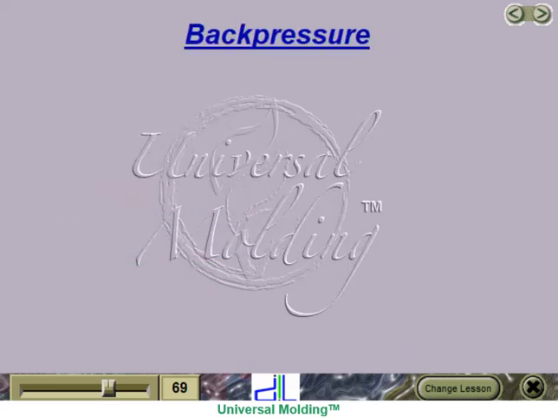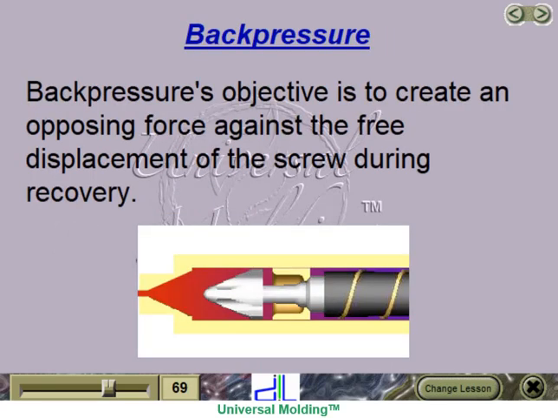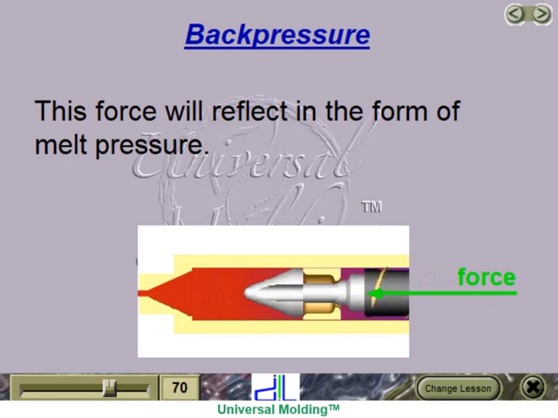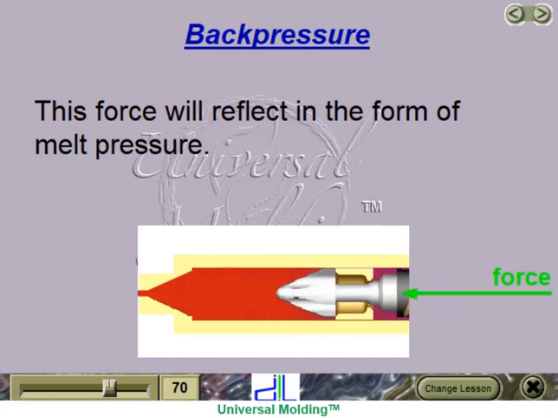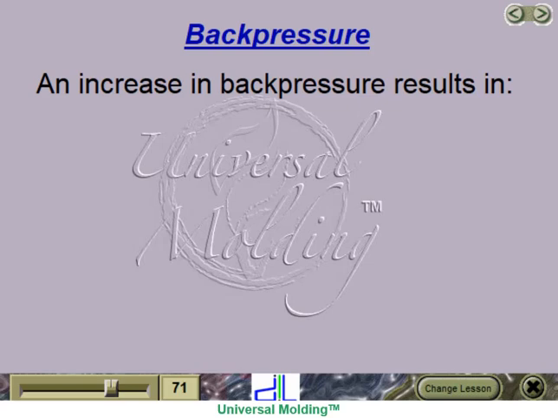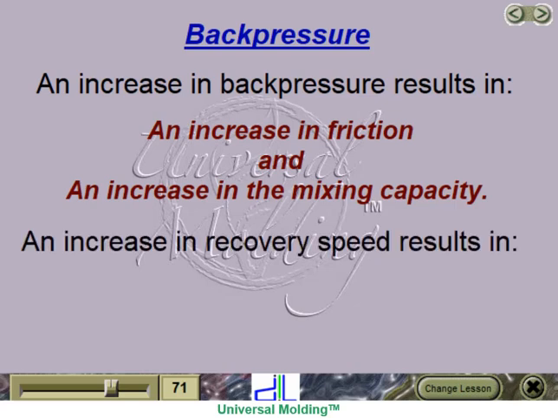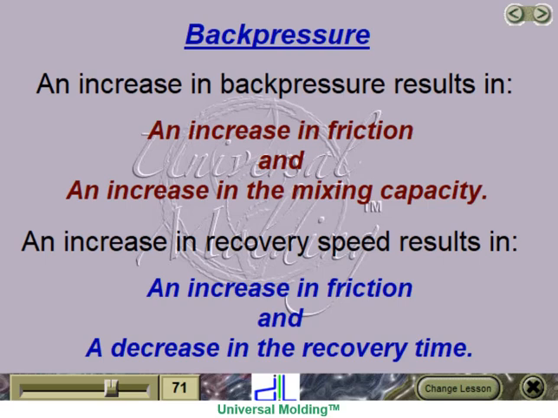Back pressure. Back pressure's objective is to create an opposing force against the free displacement of the screw during recovery. This force will reflect in the form of melt pressure. An increase in back pressure results in an increase in friction and an increase in the mixing capacity. An increase in recovery speed results in an increase in friction and a decrease in the recovery time.